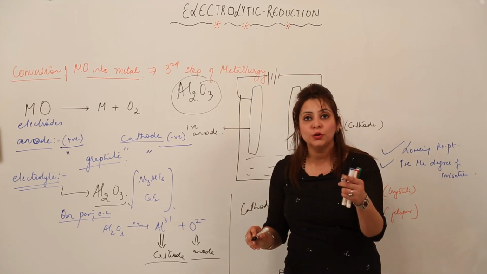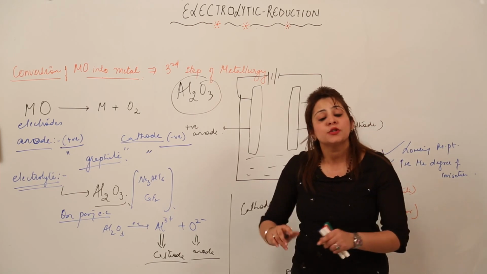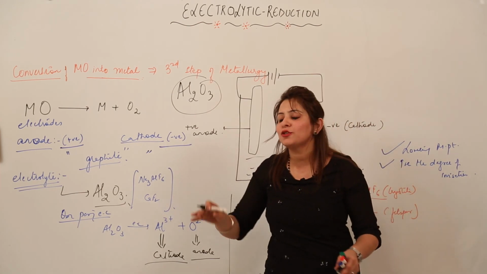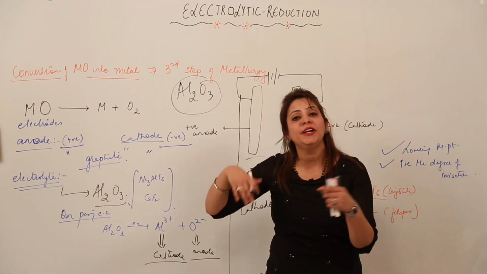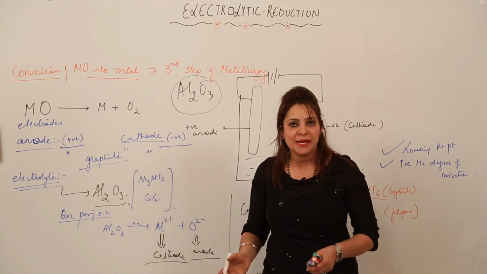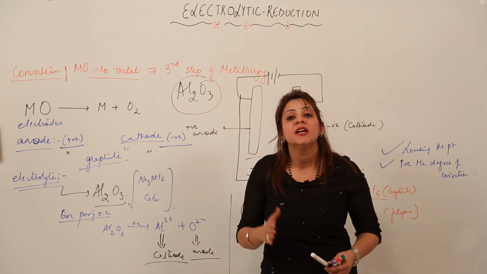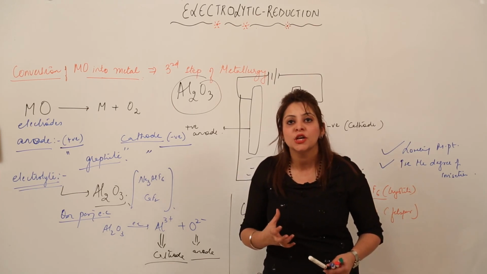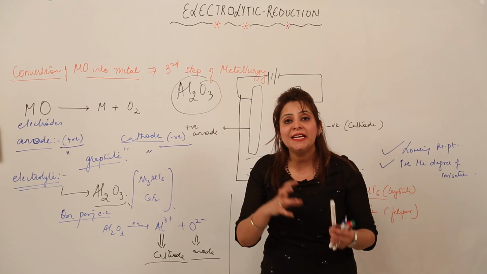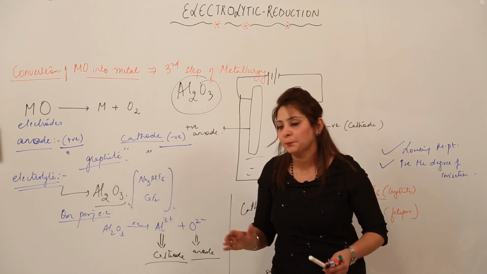Again it is the same, you know that at the cathode reduction occurs and at the anode oxidation occurs. So whenever you are doing electrolysis, electroplating, electrolytic reduction or electrolytic refining, whatever the process which involves electrolysis, just keep in mind that at the cathode reduction occurs and at the anode oxidation takes place. You need to remember that, because these basic reactions remain the same.